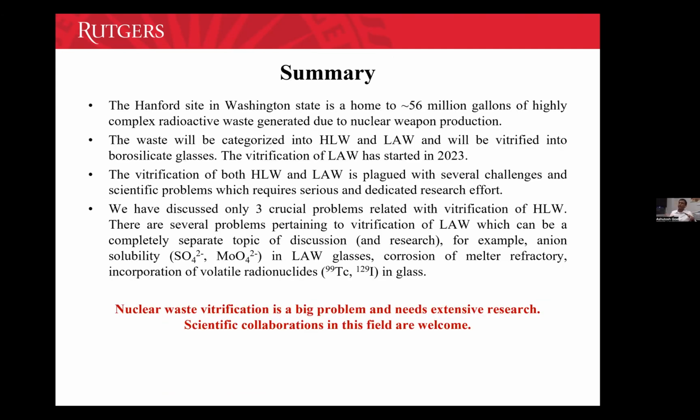So in summary, what I'm saying over here is that the Hanford site in Washington state is home to 56 million gallons of radioactive waste. The waste will be categorized into high level waste and low activity waste. Vitrification of low activity waste started in 2023. Vitrification means making glass, turning something into glass. The vitrification of both the high level waste and low activity waste is really complex. The process is really complex.